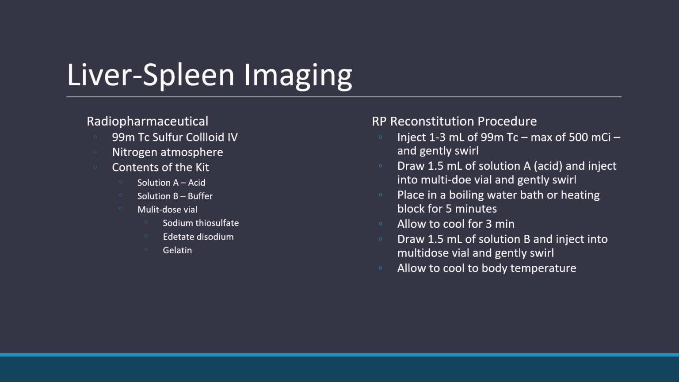So the radiopharmaceutical reconstruction procedure is to inject 1 to 3 milliliters, a max of 500, and gently swirl it. Add a solution A, which is the acid, into the multi-dose vial and gently swirl it. Place it in a boiling water bath or heating block for about 5 minutes. Allow it to cool for 5 minutes, and then that's when you would add solution B, which is that buffer. That's going to help keep it bound, and then allow that to cool to body temperature before being injected into a patient.